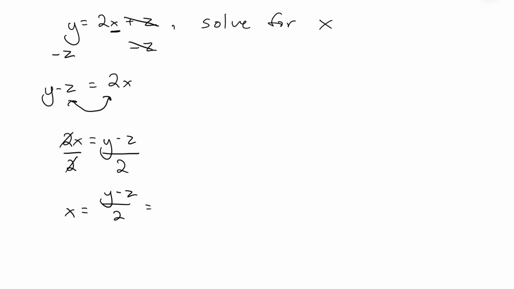We can write this a number of different ways. We could write this as y over 2 minus z over 2. We could write this as 1 over 2 times y minus z. It doesn't really matter how we express this. All that matters is that we have everything other than x on the right side, and then x isolated by itself over on the left side of our equation.